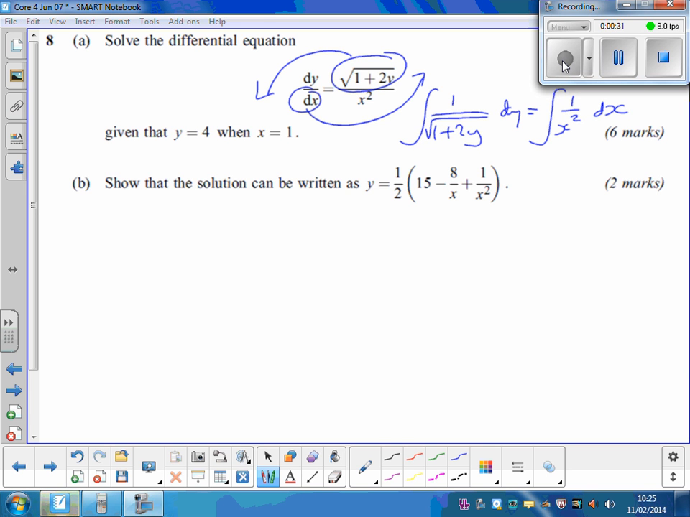I got a number of students where the dx suddenly jumped up to the top. Number of people didn't write dx and dy there. Number of people didn't put integral signs. All of those things are going to cause you great problems.